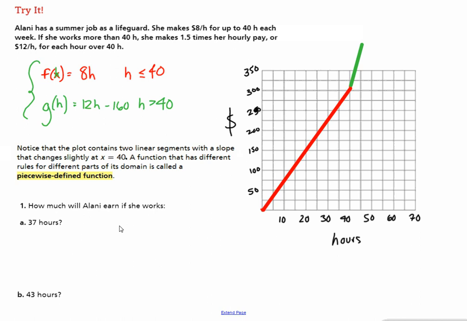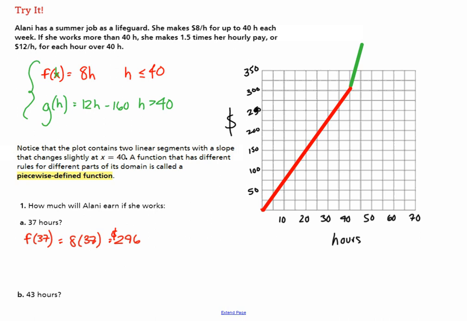Now, how much will Alani earn if she works 37 hours? So 37 hours, I'm going to plug it into the 8h because it's less than 40. So really what I'm looking for is f of 37. f of 37 would be 8 times 37, which is going to be just below 320. If you do it on a calculator, you get 296. So she would make $296.